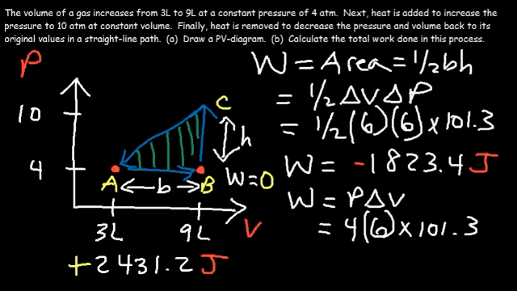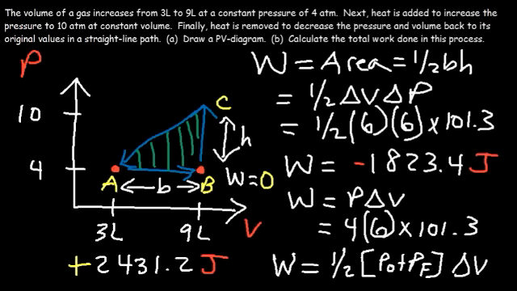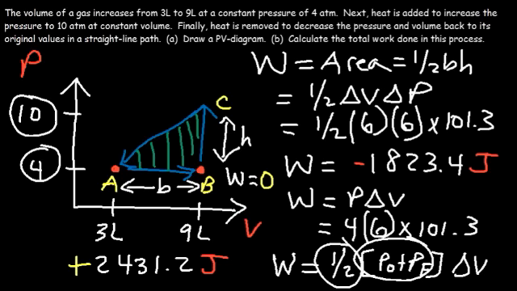It turns out that if the pressure increases at a constant linear rate, you can use the average pressure. So the equation to calculate the work from C to A is going to be 1/2 P initial plus P final times delta V. To find the average of these two numbers, you need to add them up and divide by 2. So the average pressure is the sum of the initial and the final pressure divided by 2, or half of the sum.